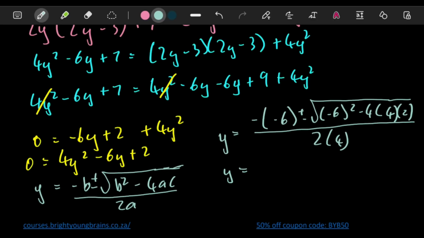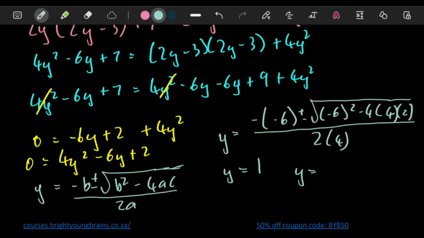Let us see what this is in the calculator. This is going to give us a positive 1, and then the other one is going to give us a half.